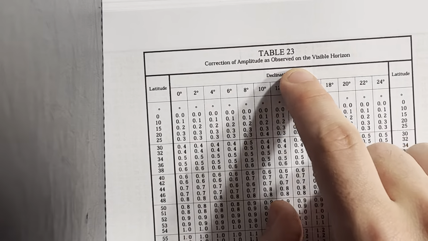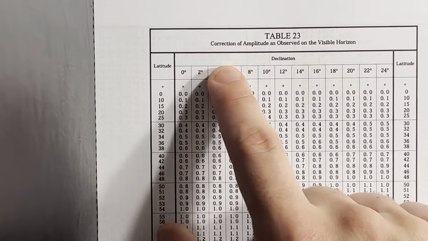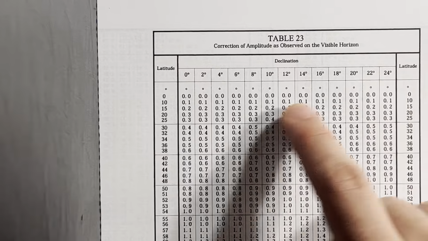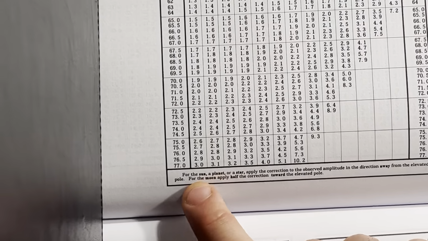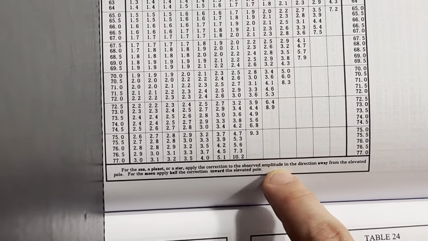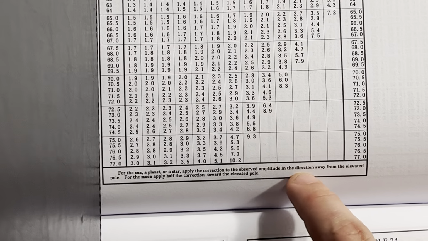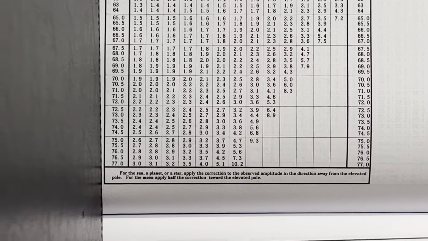Correction of amplitude as observed on the visible horizon. You can see right here, we have columns defined by declination, rows defined by latitude, and at the bottom it'll explain: for the sun, planet, or a star, apply the correction to the observed amplitude in a direction away from the elevated pole. For the moon, apply half the correction towards the elevated pole.